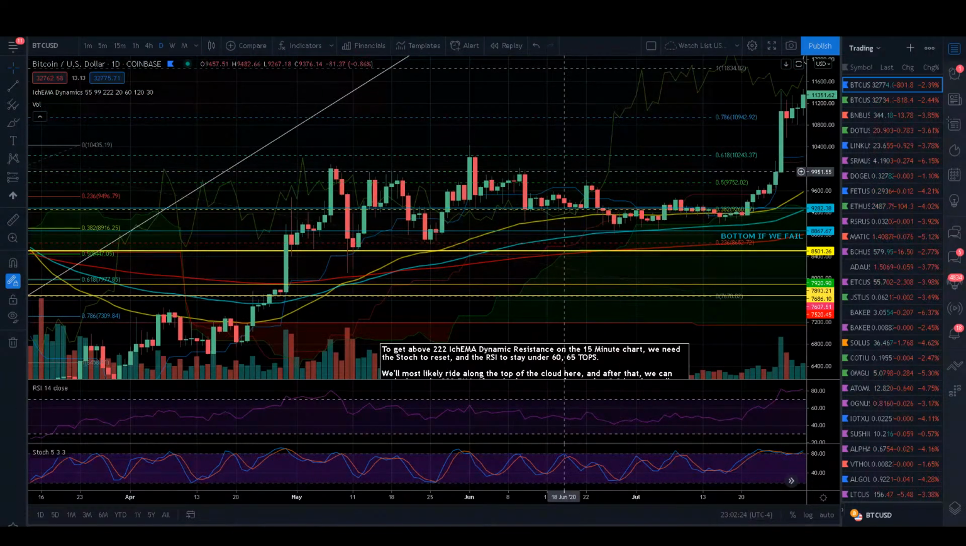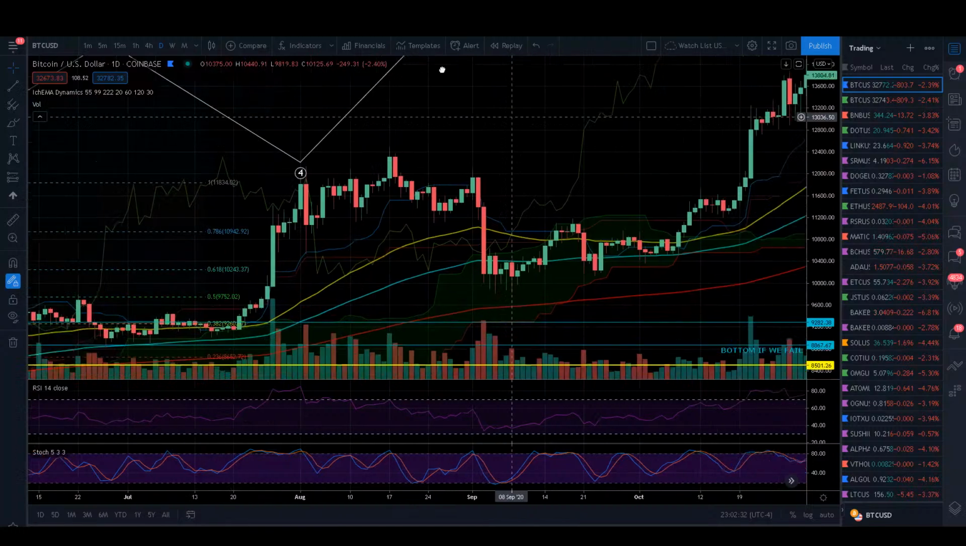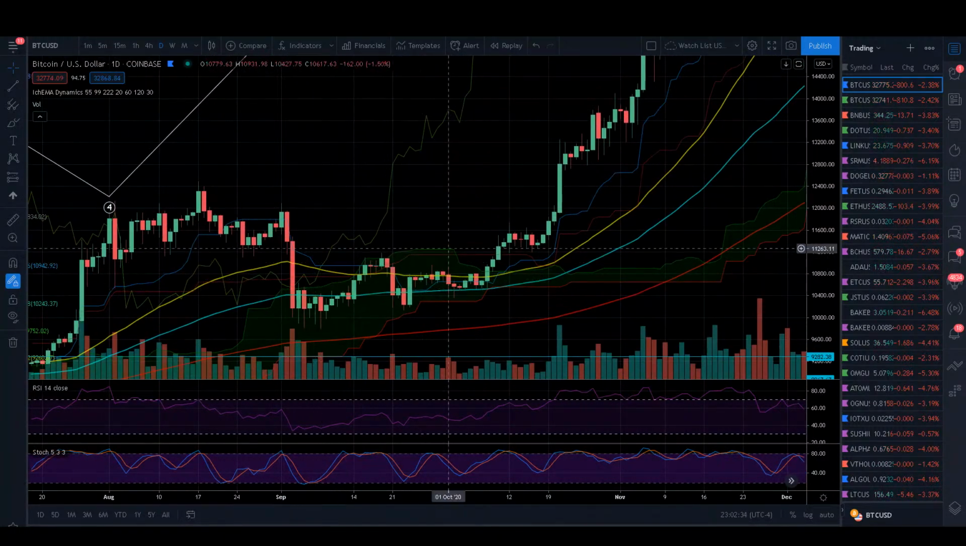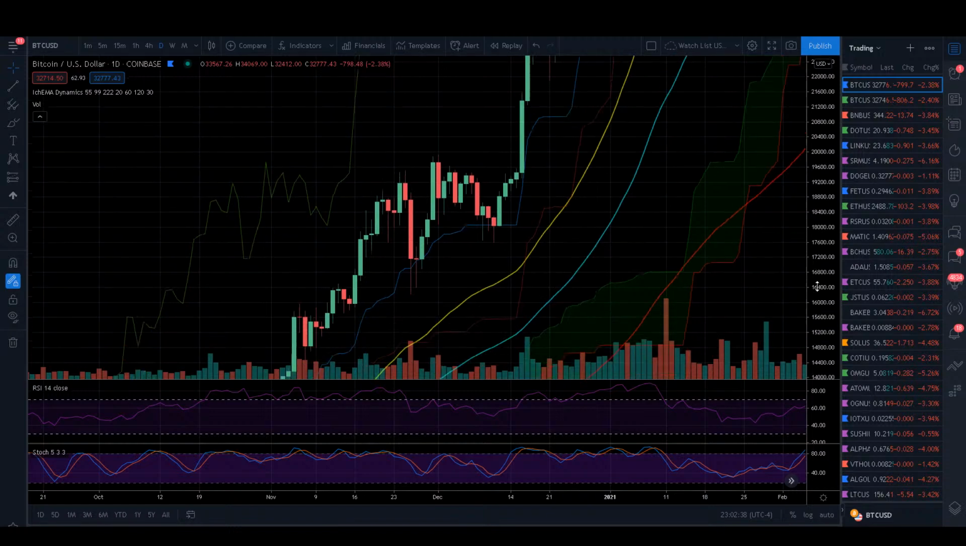After we started that recovery, we started moving sideways here for quite a while. It took us like 2 months really of sideways action before we started that real bull run push where we got that first push up, another retrace, and then we really went parabolic towards the end of last year.